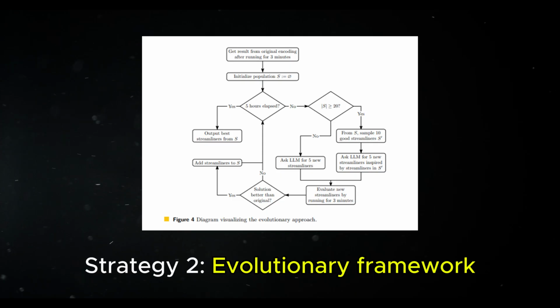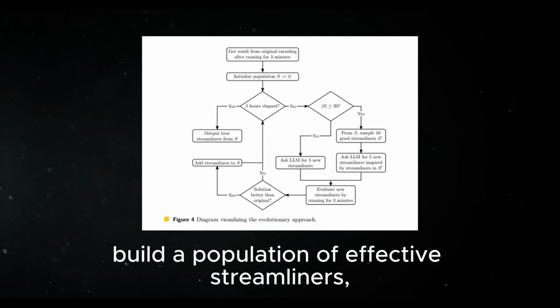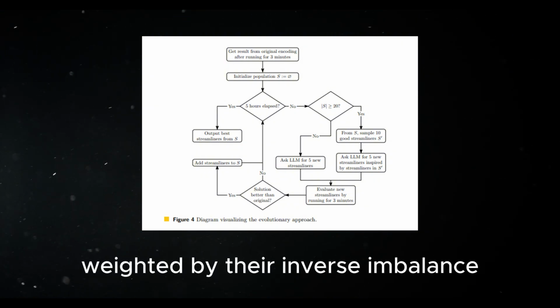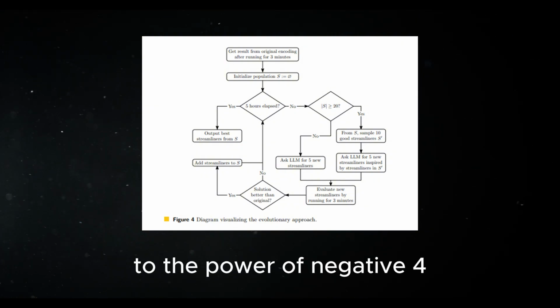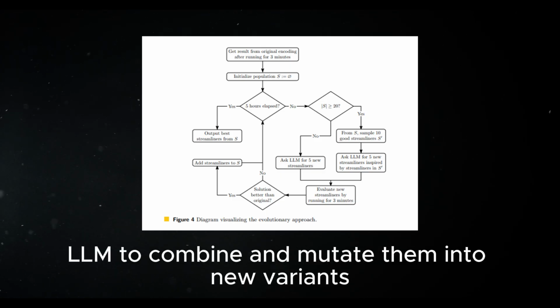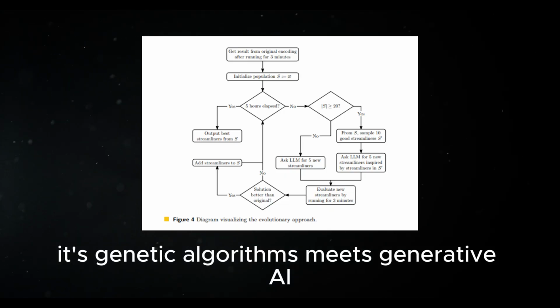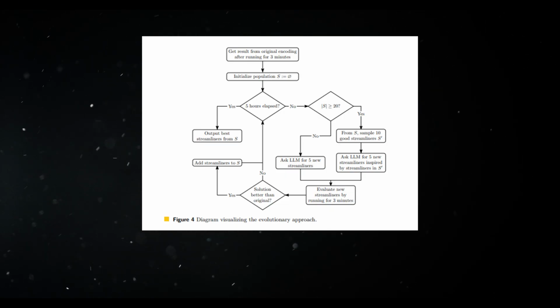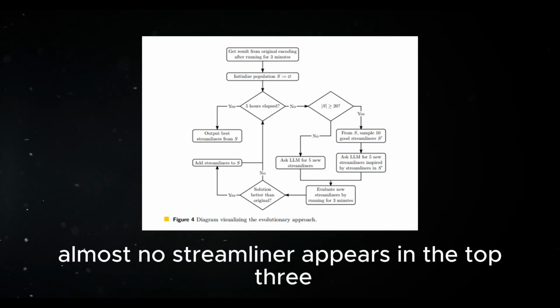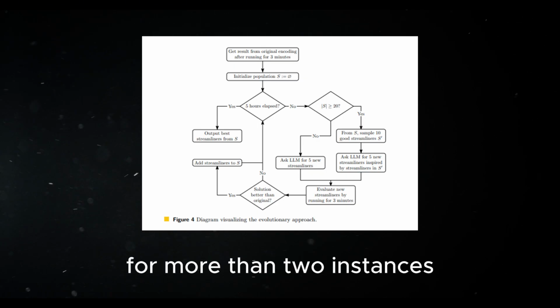Strategy 2. Evolutionary framework. Build a population of effective streamliners. Sample the top performers, weighted by their imbalance to the power of -4, favoring the best, and ask the LLM to combine and mutate them into new variants. It's genetic algorithms meets generative AI. The diversity is stunning. Almost no streamliner appears in the top 3 for more than 2 instances.